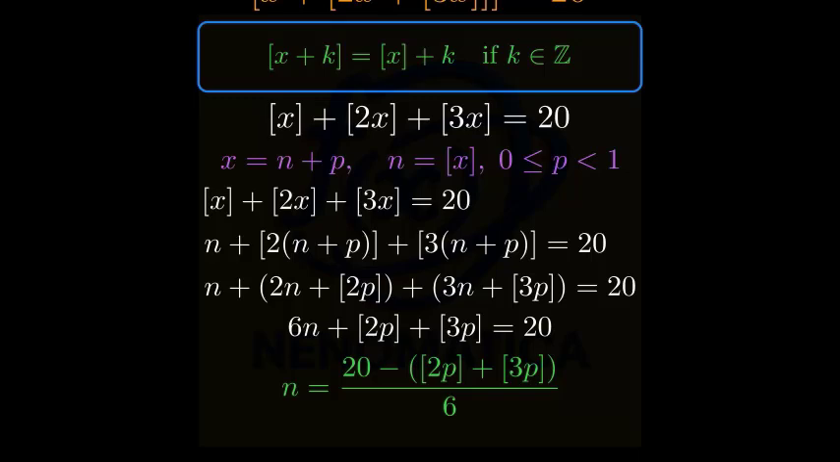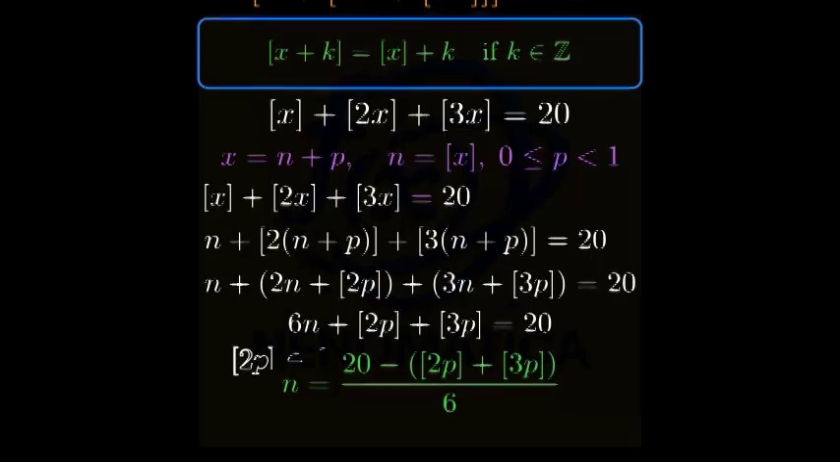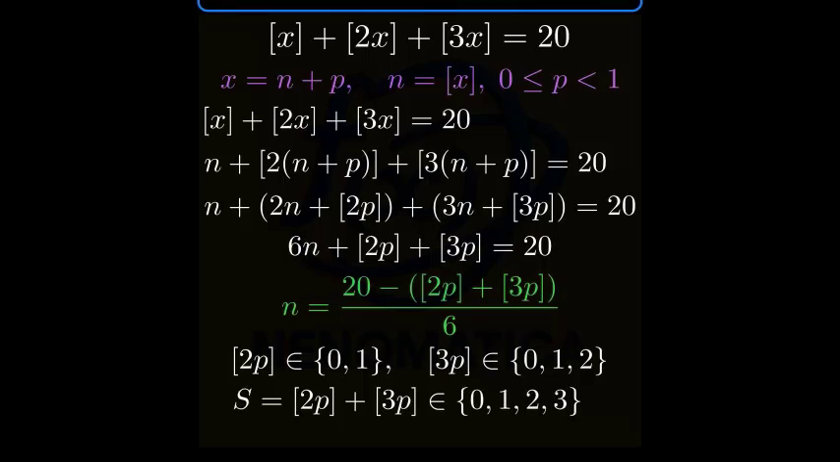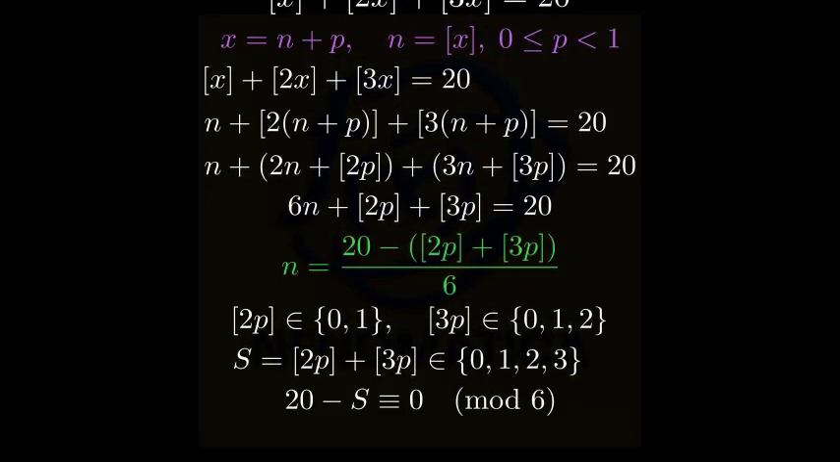Step 3. Now analyze the possible values of the sum s, defined as the floor of 2p plus the floor of 3p. Since p is between 0 and 1, the floor of 2p can be 0 or 1, and the floor of 3p can be 0, 1, or 2. So s can be 0, 1, 2, or 3. For n to be an integer, 20 minus s must be divisible by 6. Let us list s and the corresponding value of n. Only when s equals 2 does n come out as exactly 3.